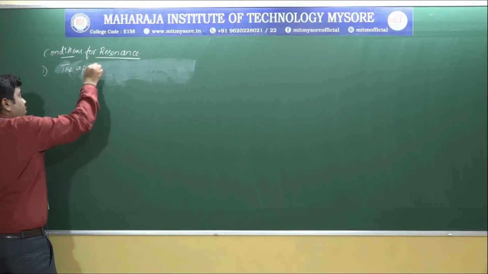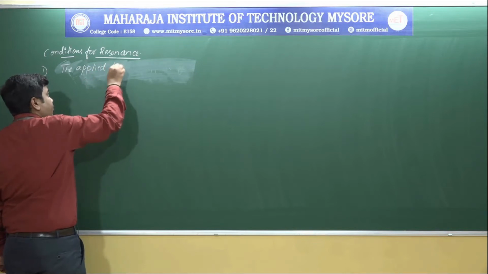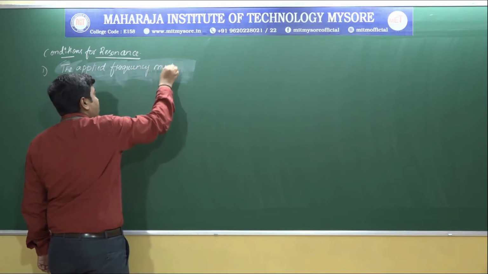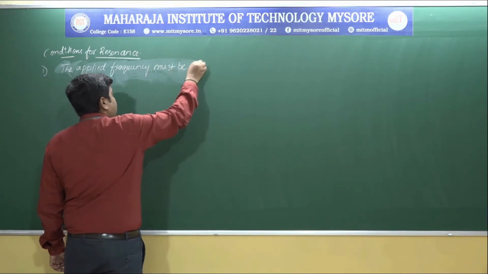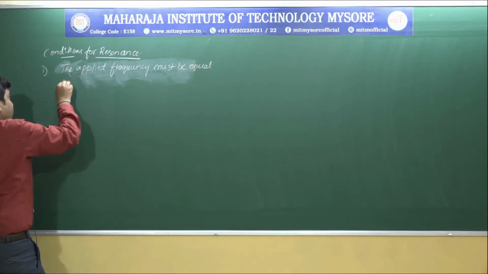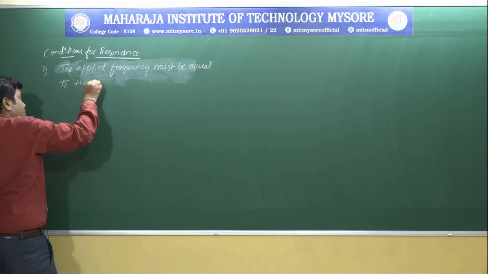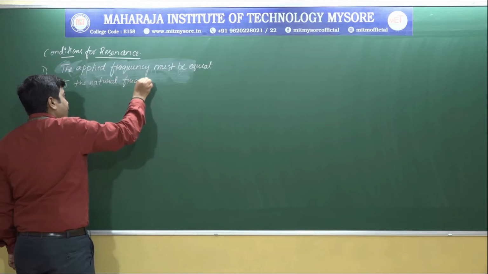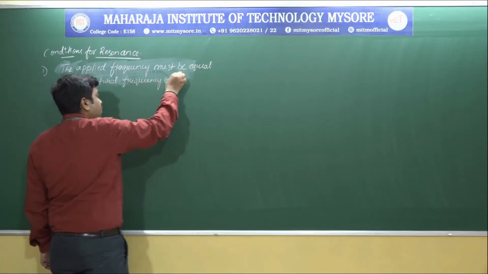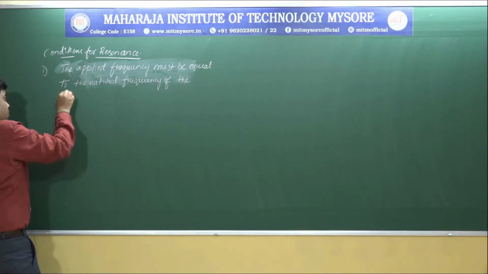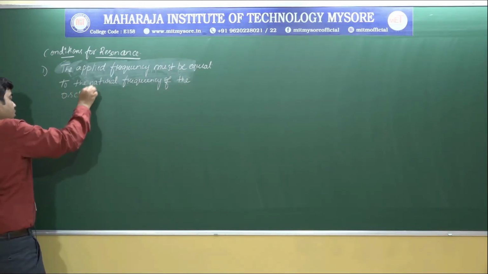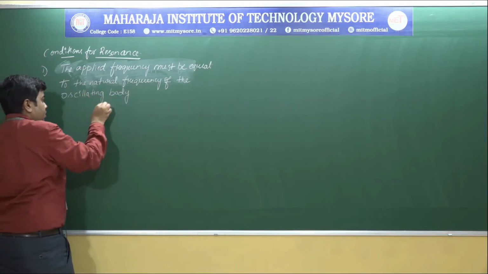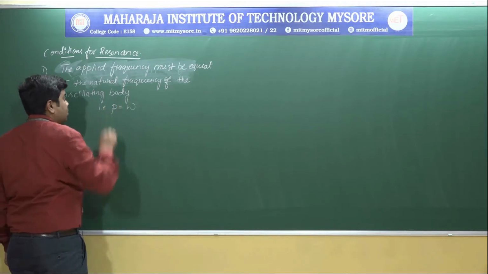The applied frequency must be equal to the natural frequency of the oscillating body, that is P is equal to omega.